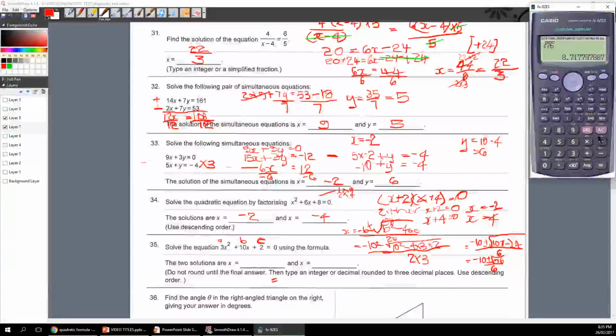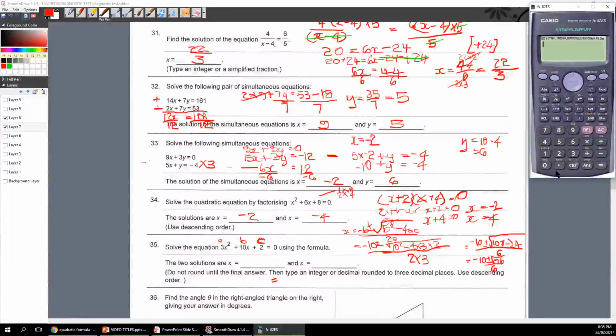Okay, so we'll do the positive value first, so that's there. Then we'll go minus, far out, 76. All clear. So we'll go clear, negative 10 minus 76 square root.